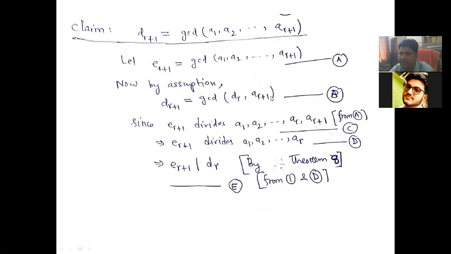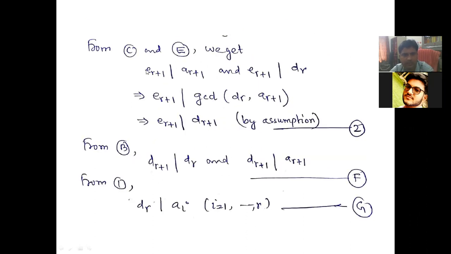Is it the GCD of these two numbers? GCD means common divisor also. So D_{r+1} divides D_r, and D_{r+1} divides A_{r+1}.